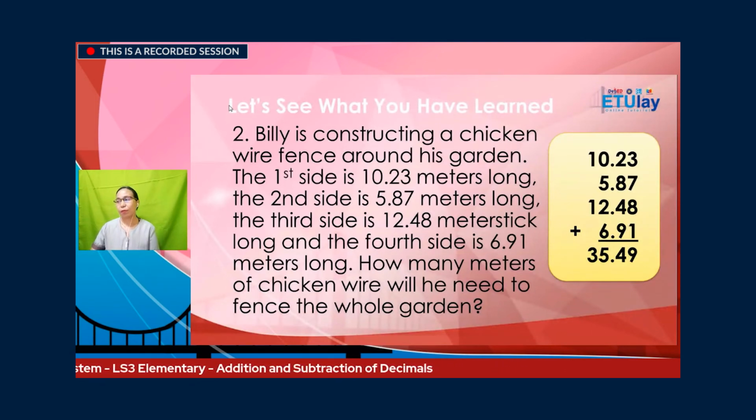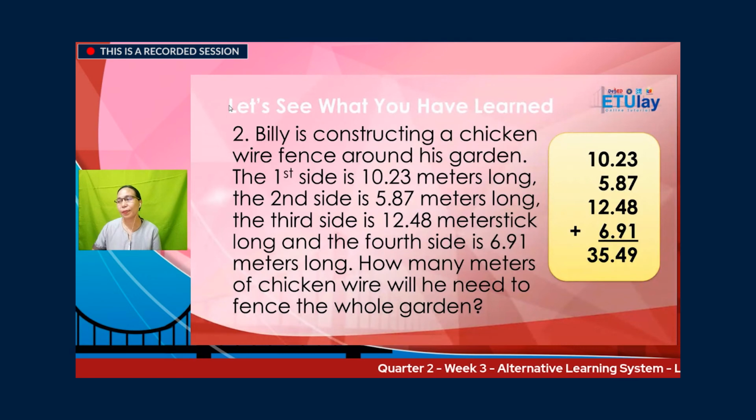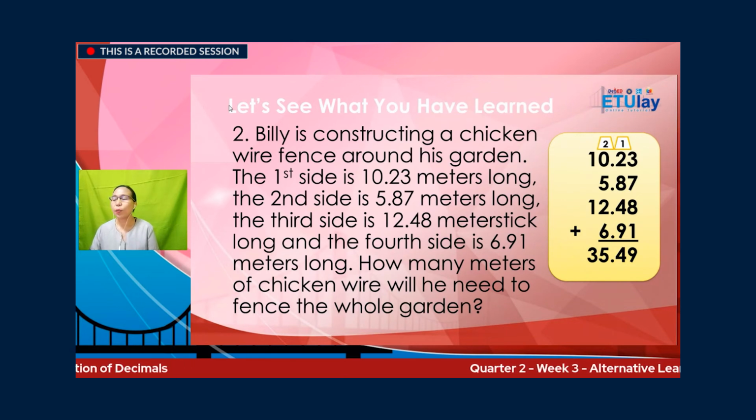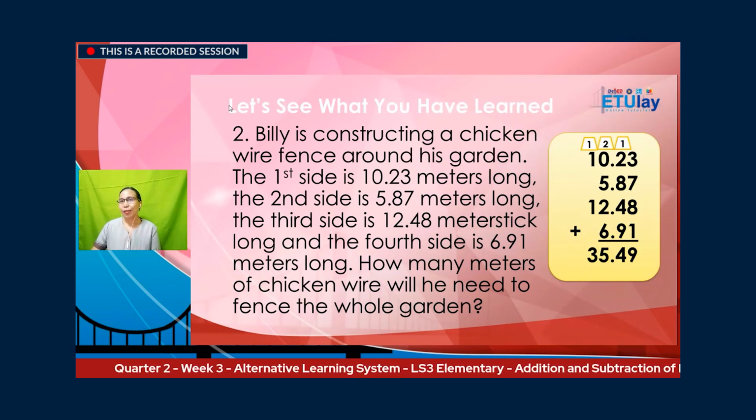35.49? First, we are to add 3 plus 7 plus 8 plus 1. We get 19. Bring down 9, carry 1. Then 1 plus 2 plus 8 plus 4 plus 9. We got 24. Bring down 4, carry 2. And we have 2 plus 5 plus 2 plus 6. We got 15. Bring down 5, carry 1. And 1 plus 1 plus 1, we got 3. Good job, learners.